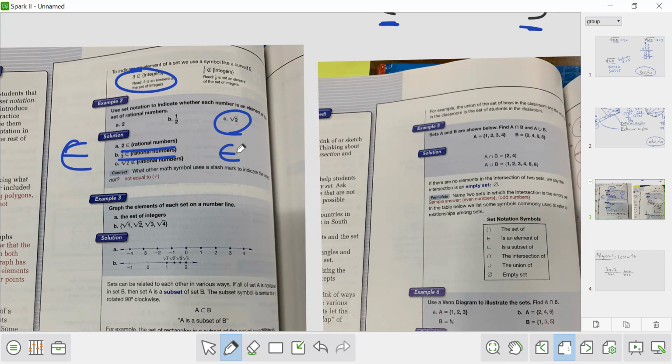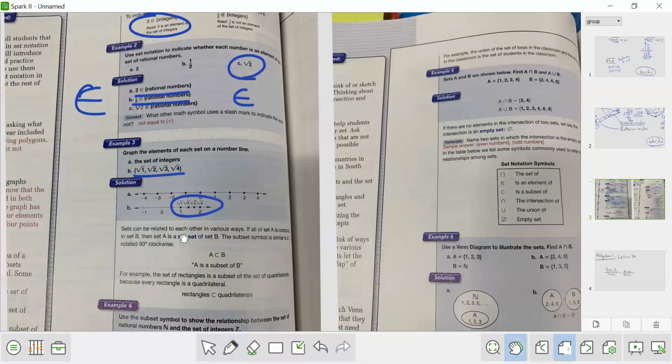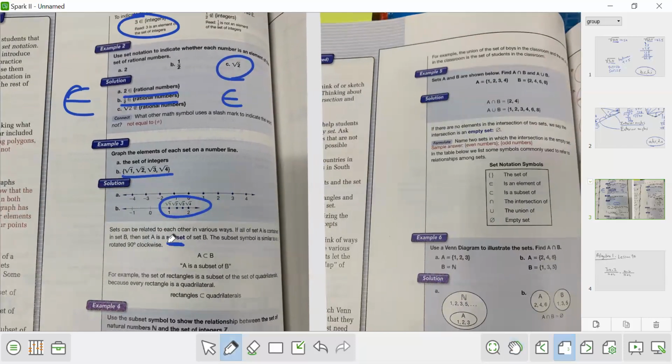All right. In example 3 here, we've got a set of integers. We've got radical 1, radical 2, radical 3, radical 4, and they listed them right here. It's just graphing it. You know how to do that. The next term that you're going to need to know is called the subset. That's when one group is inside of another group. So when we say A is a subset of B, I can have a circle that represents B, and I have another circle inside, and that's A. So everything that's in A is also in B.